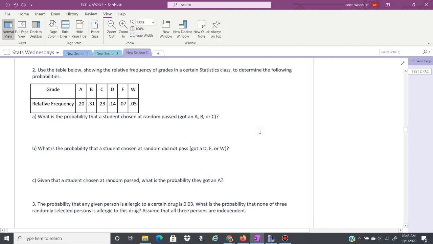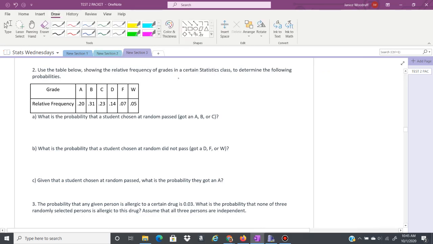There we go. All right, so using the table below, showing the relative frequency of grades in a certain statistics class, determine the following probabilities. So here's how the grades broke down percentage-wise. Okay, and then let's just say for simplicity's sake, there was 100 students. So the 0.20 would represent 20 students, the 0.31, 31 students, etc.